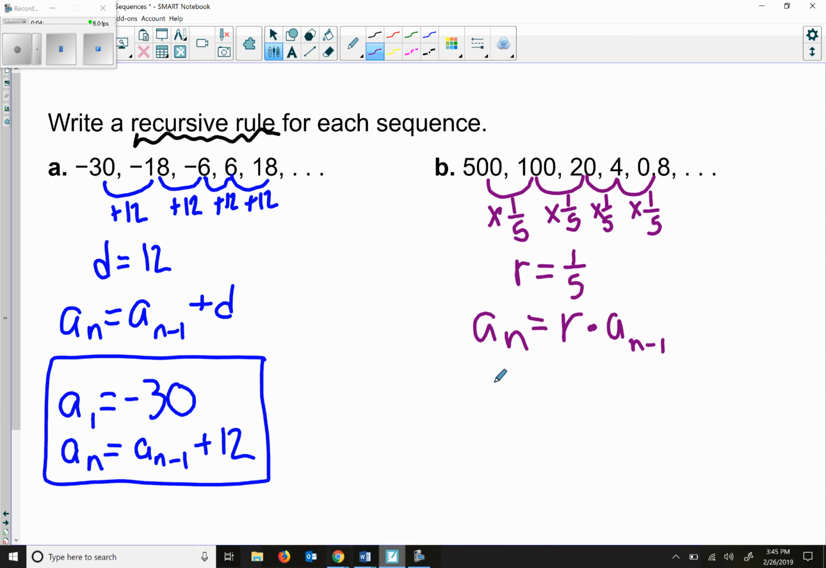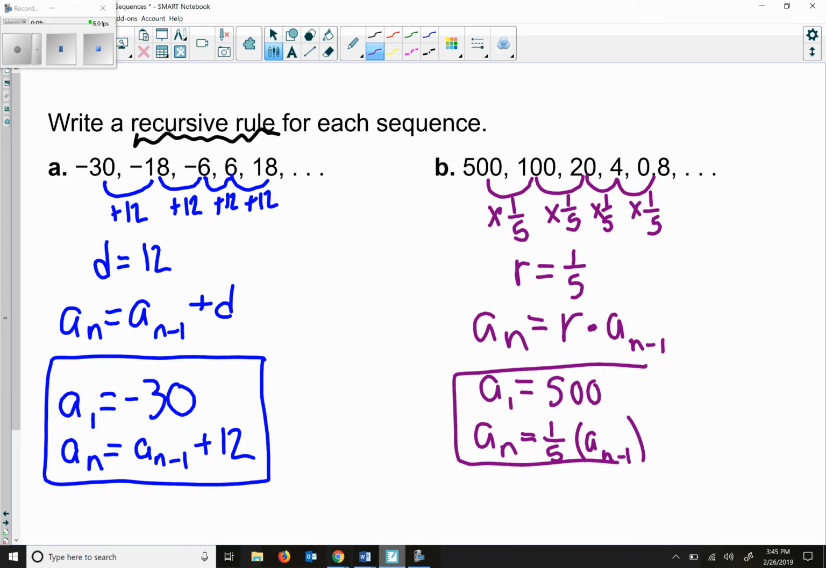So for our recursive rule, remember, we need to define what our first term is. So a sub 1, just looking at the original problem, our first term is 500. And then our rule: a sub n equals 1/5 times, and I'm just going to put this in parentheses so that we know we have to multiply, a sub n minus 1. And that's our recursive rule here.